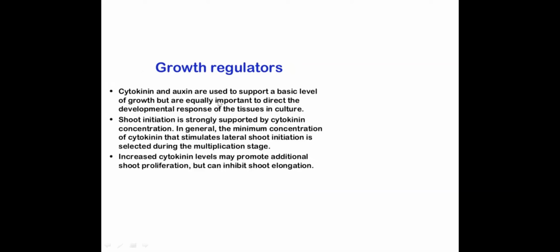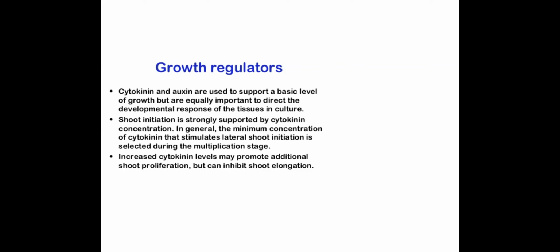So cytokinin and auxins are the only two growth regulators used in plant tissue culture on a larger scale, because it is used to support a basic level of growth. It is very important to direct the developmental process. So you need a shoot, you need a root, you need to adjust the cytokinin auxin ratio. If you adjust these two, rooting will come out. Okay, so shoot initiation is strongly supported by cytokinin concentration. So if you increase the minimum concentration, it stimulates lateral shoot initiation. So cytokinin should be higher when you require shoot multiplication.